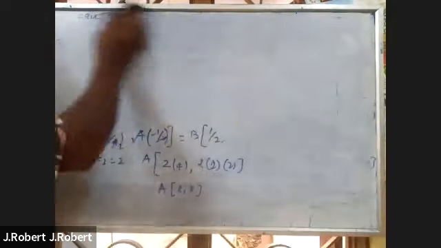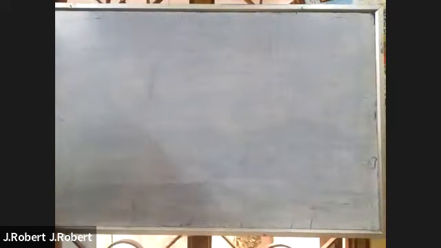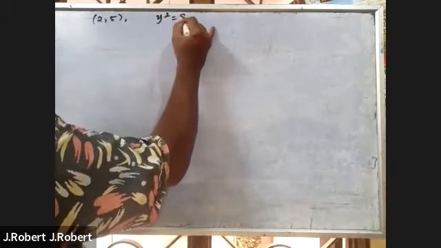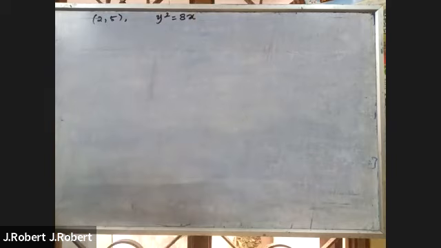Find the length of the chord of contact of the tangent drawn from the point (2, 5) to the parabola y squared equals 8x. Please listen carefully. We have to find the length of the chord of contact of the tangent drawn from the point (2, 5) to the parabola y squared equals 8x.